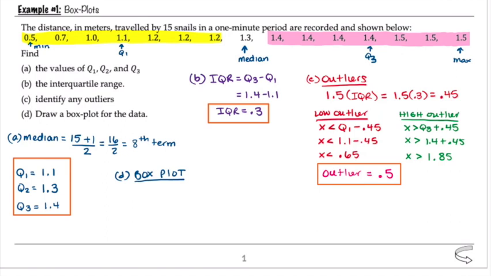Now I am going to use the given data. For part D, they didn't tell me to remove that outlier, so I'm using the given data to represent and draw my box plot. So I need my min. I'm going to do a little line for my min. My min value is 0.5. And then my first quartile is 1.1.